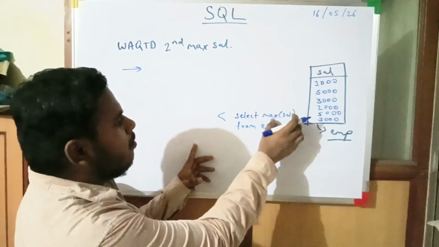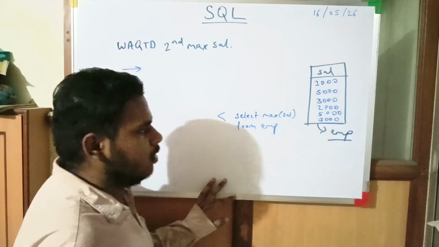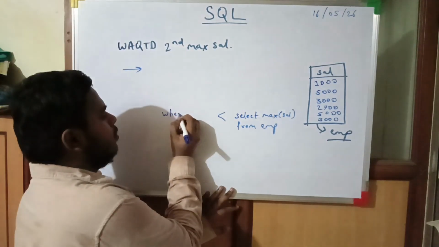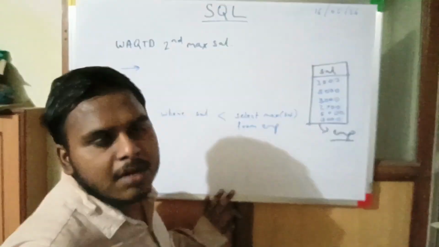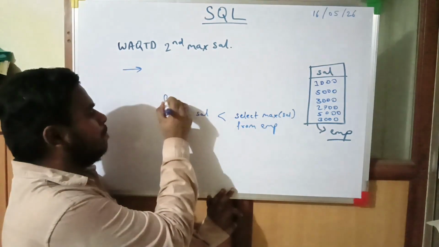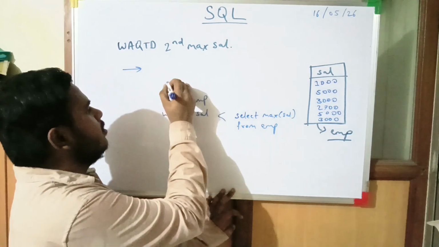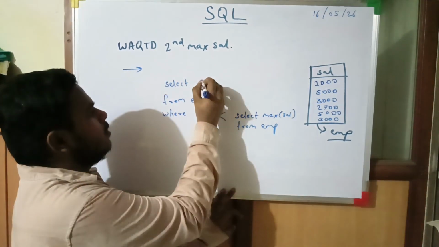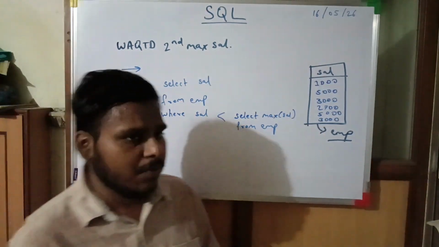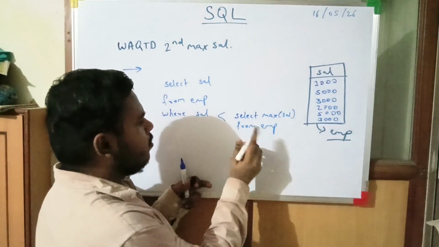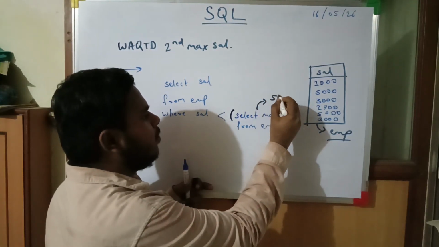Now, what column am I comparing? I am comparing the salary column. With which column can I compare? Salary column only, that will make sense. Where salary less than. Now, from which table am I taking? From EMP. What do I want to display? Salary. Select sal. See guys, first of all, let's understand the working. What is happening here? If I write the inner query, what output will it give? The inner query will give me the output 5,000.